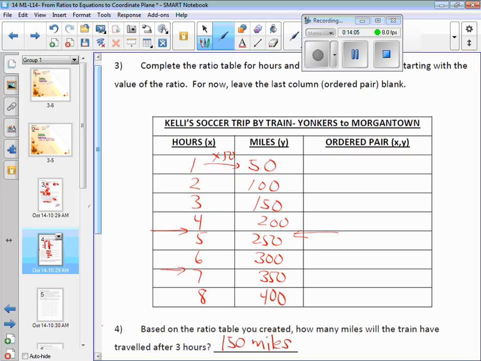Yeah, take a shot, and this is it. What do you think? 305? Not 305.